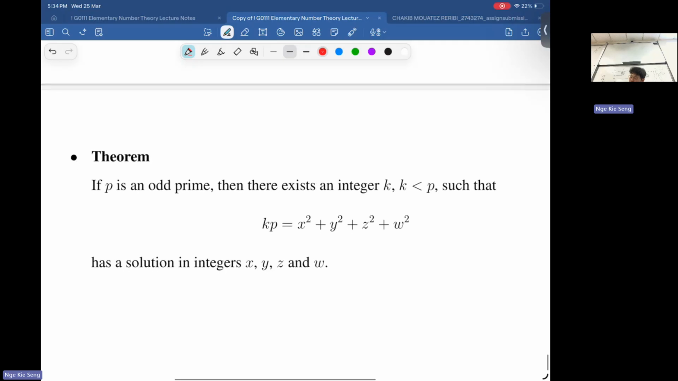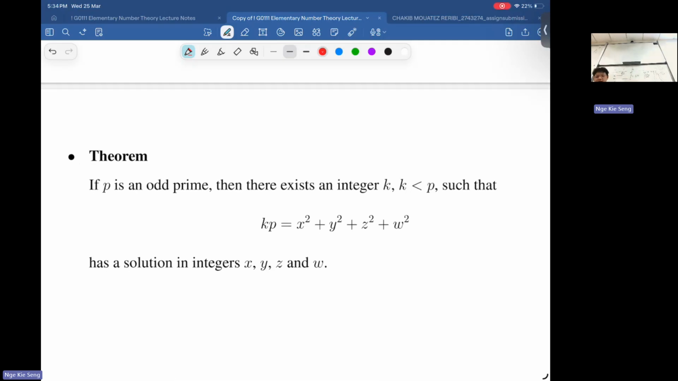Okay, so you see how we also have this very similar theorem here. If P is an odd prime, then there exists an integer k less than P such that a multiple of P can be written as a sum of 4 squares. Very similar. But this proof is a little longer, not very hard, but a little longer. We're not going to prove it here. I put it inside the notes. But what you're going to see is that there is a lot of parallel treatment in this class.